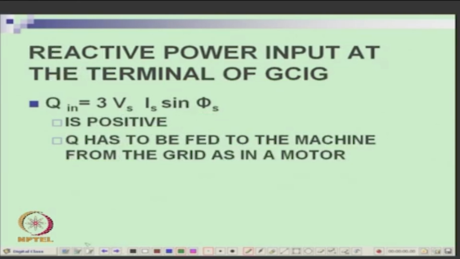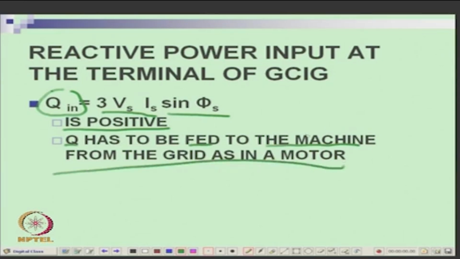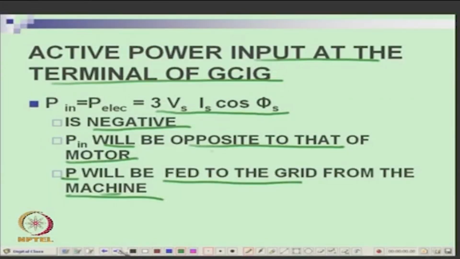And what will be the reactive power? Reactive power will be 3 times Vs Is sin phi s, but this is not negative, because although phi s is more than 90 degrees, its sine is still positive. So, Q has to be fed to the machine from the grid as in a motor. So, as far as Q is concerned, there is no change in direction of reactive power from the mains, okay. Alright.